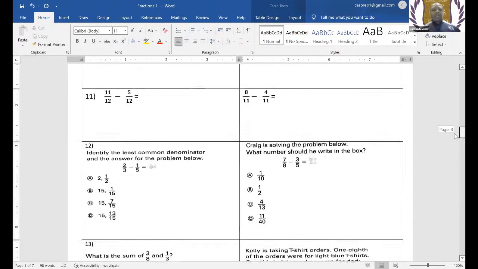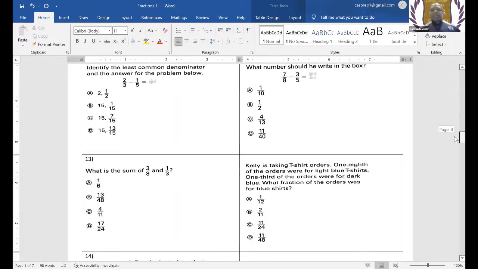So we're not going to be stuck. All right, so what do y'all think we do? Two different denominators, what are we about to do? We have to find a common denominator. Yes, we have to find a common denominator.